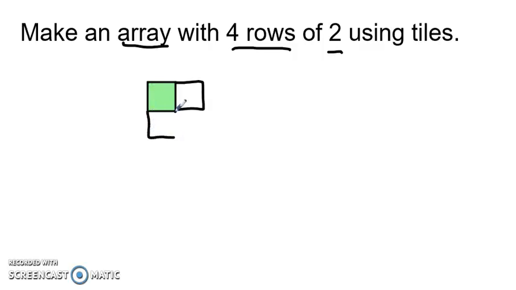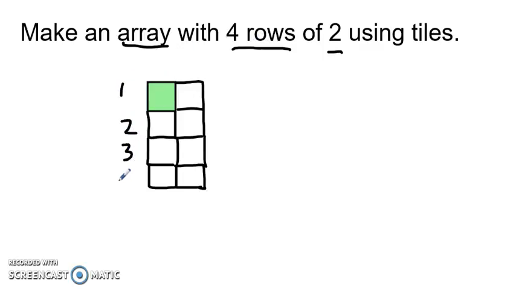So there's 1, 2. Now I'm going to do the third row. There's 1, 2. And the fourth row. 1, 2. So I have 1 row, 2 rows, 3 rows, 4 rows, and in each row I have 2.